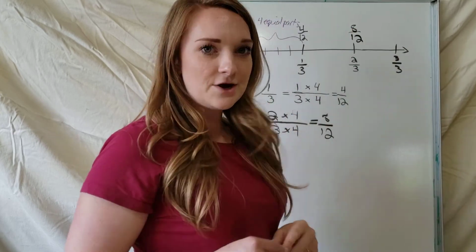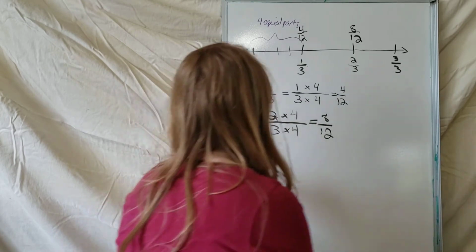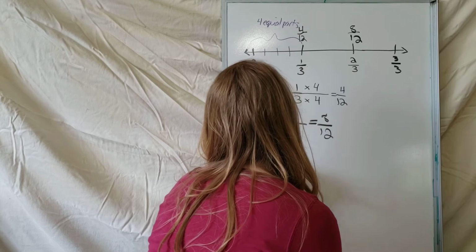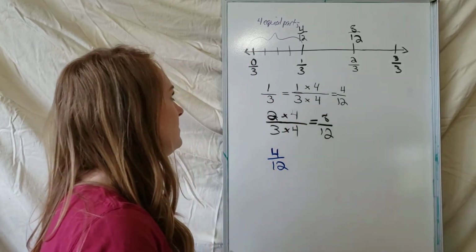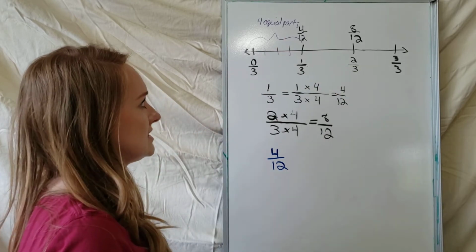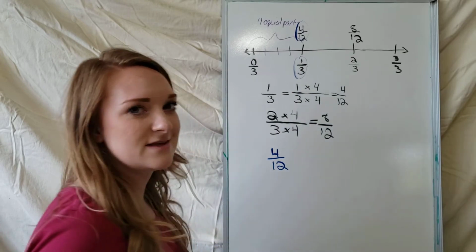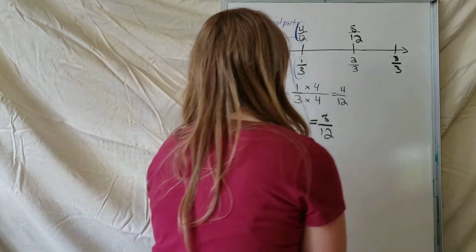Now, if I started with the fraction 4/12, and I wanted to find out what the equivalent unit fraction to 4/12 would be, we already know because I can see on my number line that 4/12 and 1/3 are at the same spot on my number line. But you can also find equivalent fractions using division.